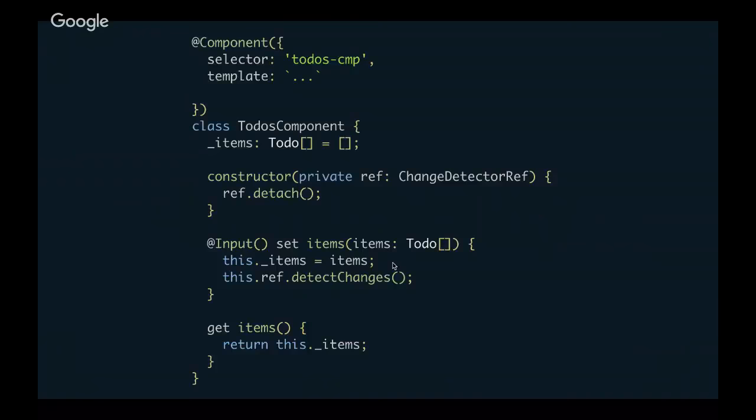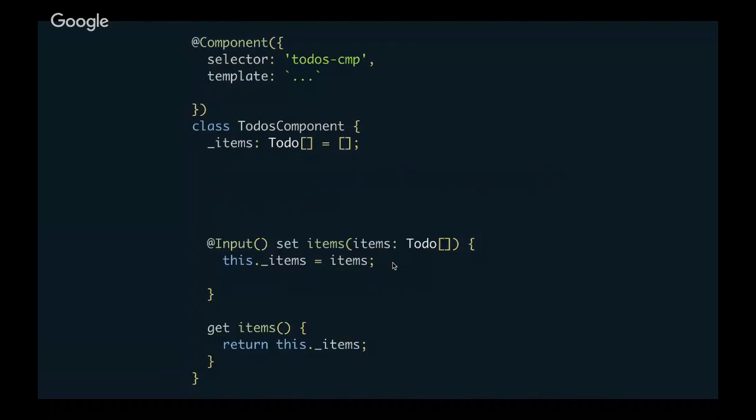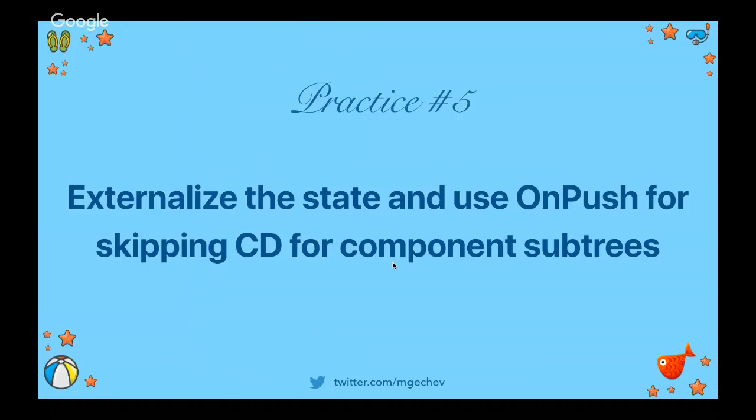And with immutability, if we suppose that we're always going to have immutable inputs, we can just drop this code here and add a custom change detection strategy. So with the change detection strategy OnPush, we can make everything work in a similar way to what we already showed with detaching the change detection ref. So that's practice 5: externalize the state and use OnPush for skipping change detection for component subtrees.